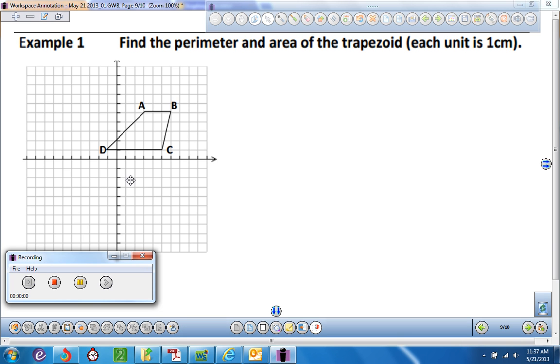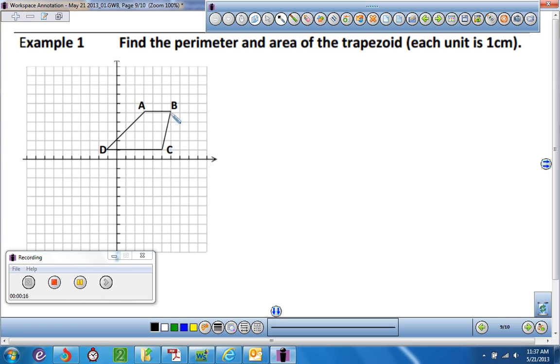Alright, here we have to find the perimeter of this trapezoid and the area. Let's start out with the perimeter. Now, remember, we're going to have to know the distance, because with perimeter, we're just adding up the lengths of the sides, and that'll give us the perimeter.